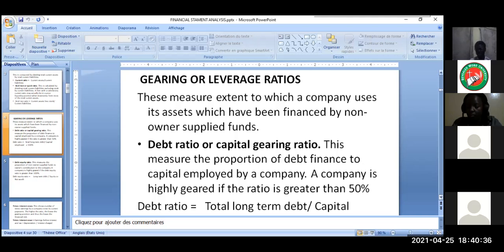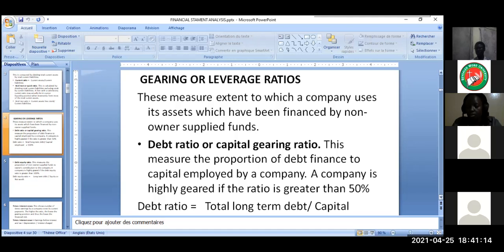By the way, this is a technical term, capital employed. When talking about capital employed, this is all that the company is using to run the business. So a company is highly geared if the ratio is greater than 50%. So you understand that when calculating, this needs to be the measurement. Now, for the debt ratio, the way we calculate it, we take total long-term debt.